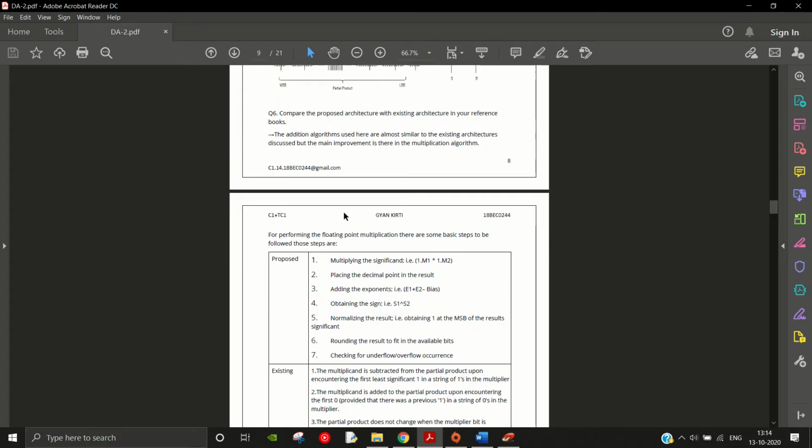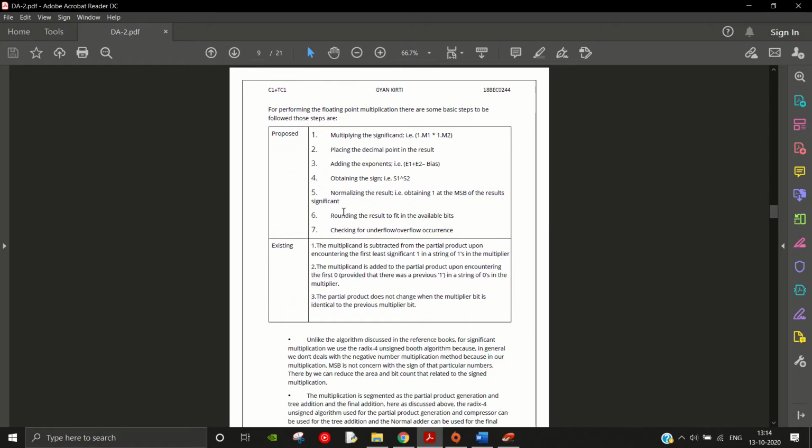So for performing the floating point multiplication, there are some basic steps to be followed. Those steps are, for the proposed architecture: first a multiplication of the significand happens, then placing the decimal point in the result, adding the exponents, obtaining the sign, normalizing the result, rounding off the result to fit in the available bits, and checking for underflow or overflow if it occurs.